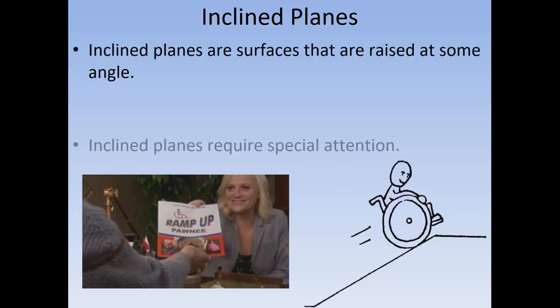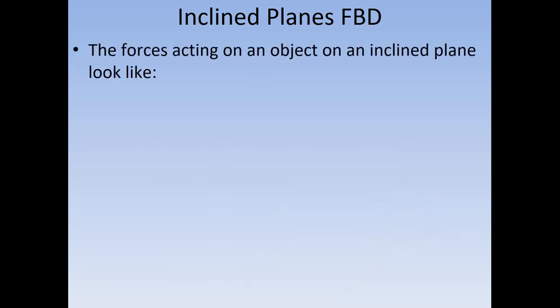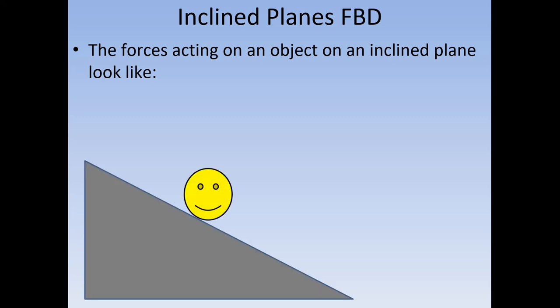So, as the name implies, inclined planes are essentially objects that are placed on ramps, surfaces that are raised up at one end. Because of the way that it's set up, we have to approach it a little bit differently than what we've done before. So, for example, let's start with just a regular FBD. Now, if we have an object on a ramp, we know that there's at least two forces acting on it right now. There's gravity pulling it down, and the normal force going up at some angle.